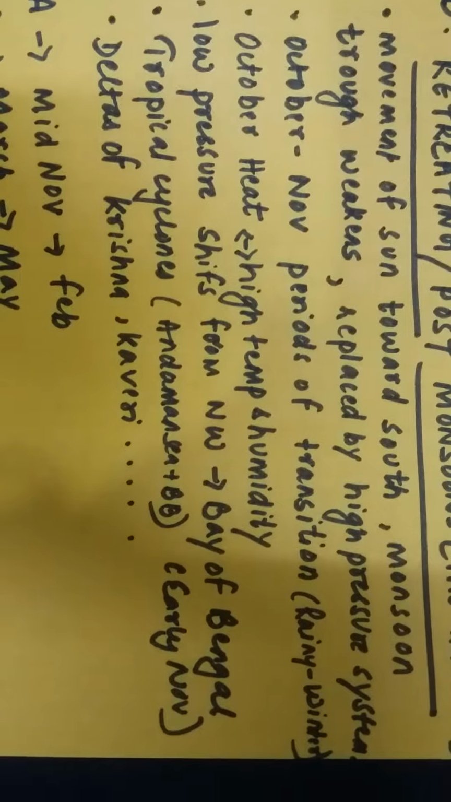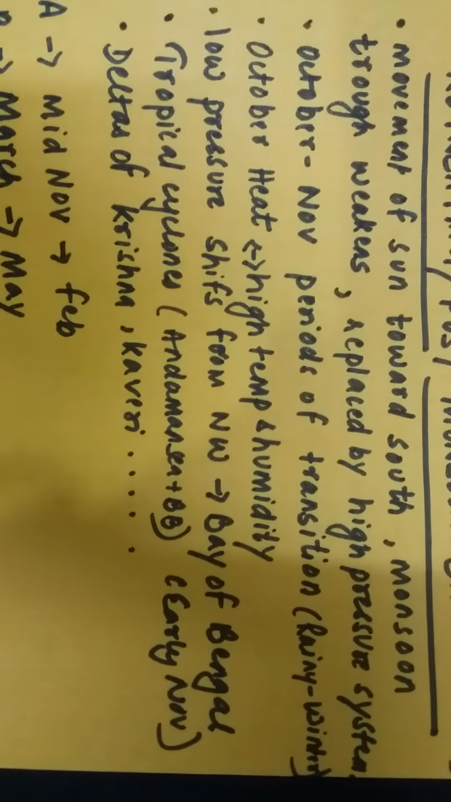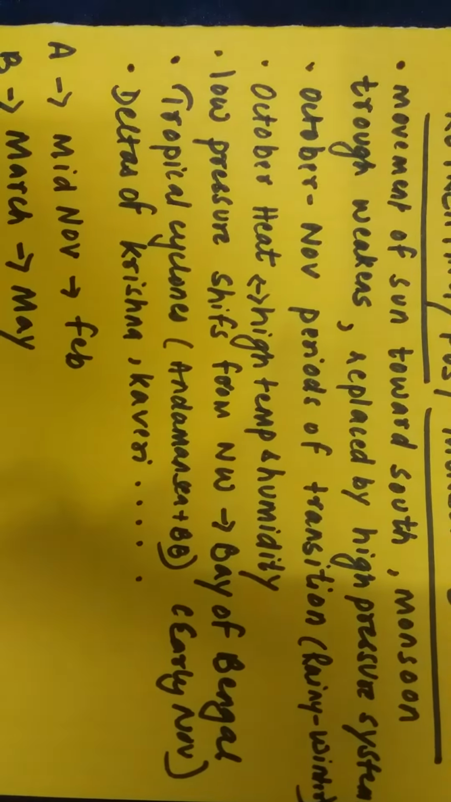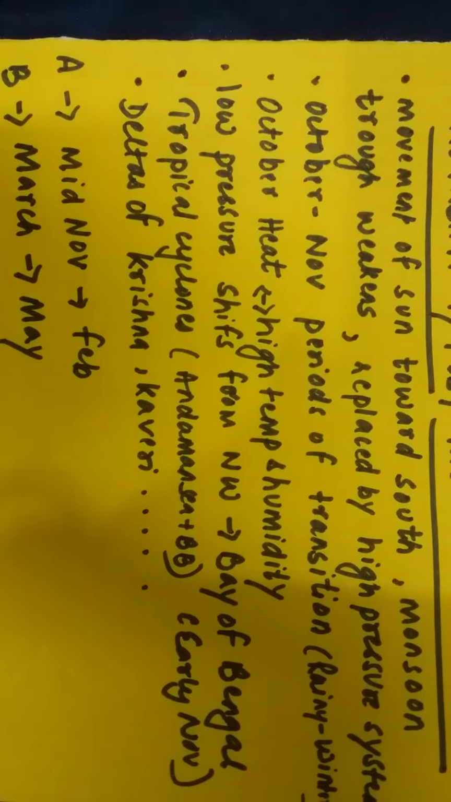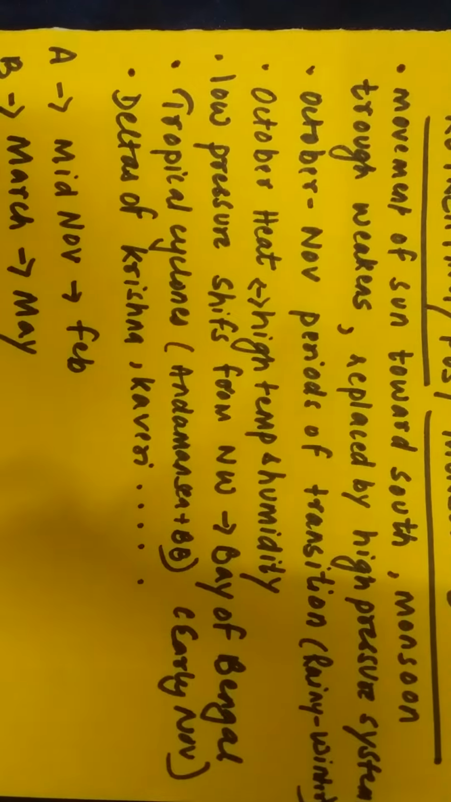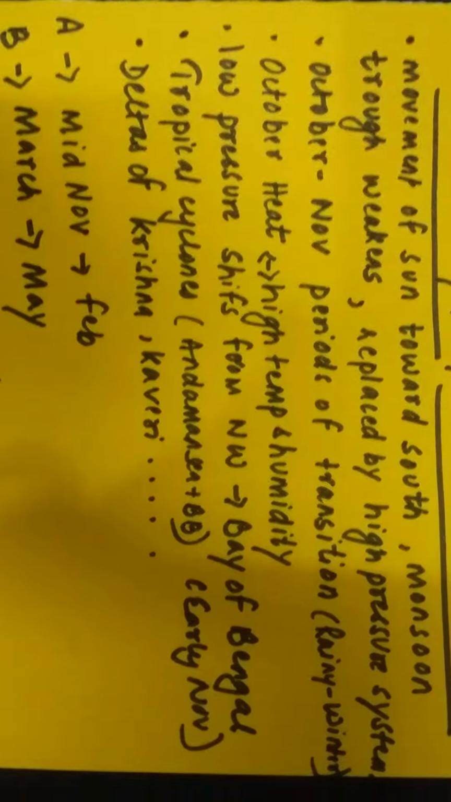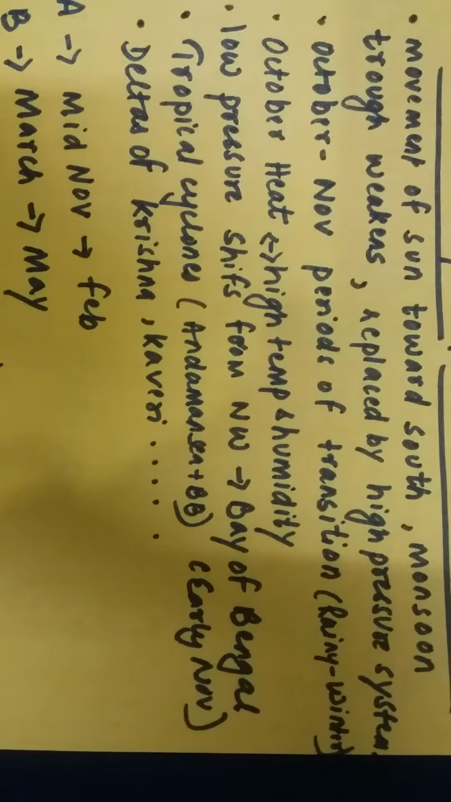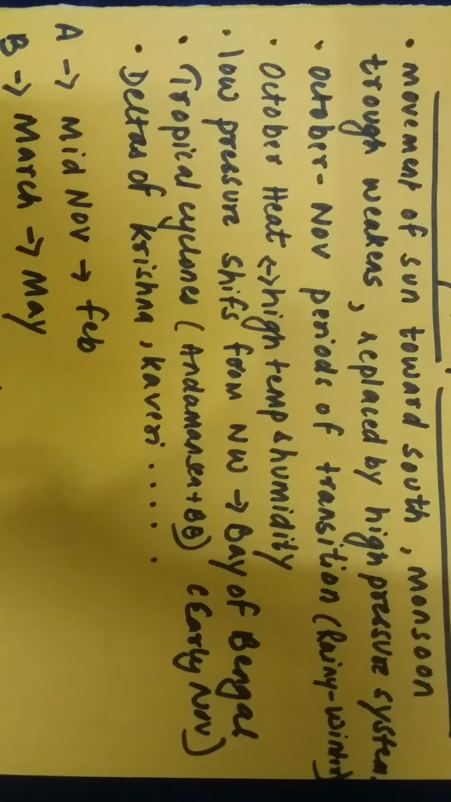Low pressure shifts from the northwestern part to the Bay of Bengal part, and here tropical cyclones happen. So if you refresh your memory a little bit, you would know that all the cyclones basically occur mostly during October time, be it the super cyclone, I think, which occurred on October 29th in Odisha, or Phailin, or any other cyclone that occurs in the eastern part of the country during this October portion, where tropical cyclone like conditions occur.